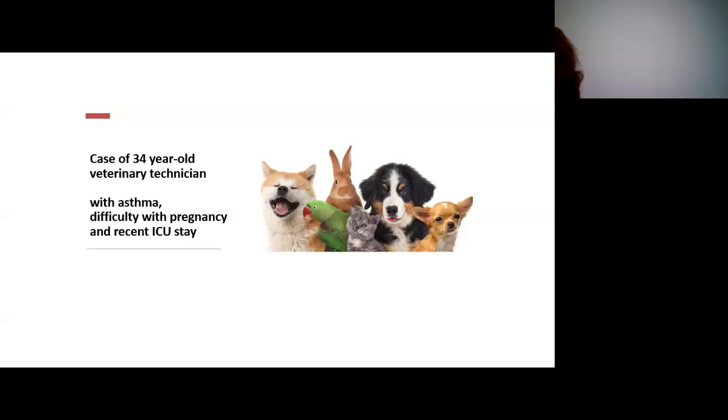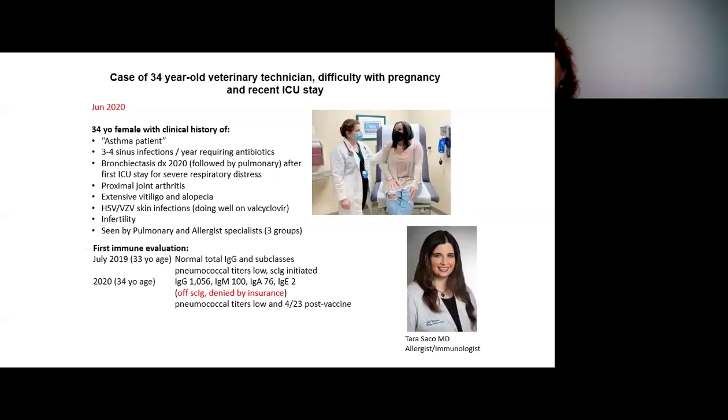This is how she came to me with this history and nothing else. When I met the patient during the pandemic, we realized that she did have a couple of infections, but nobody was excited about it: 3 to 4 sinus infections per year. In 2020, after she was in the ICU, they imaged her lungs for the first time. Nobody imaged her lungs before for asthma, and she had bronchiectasis.